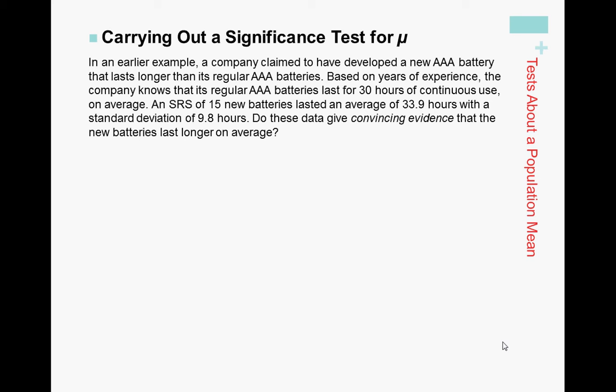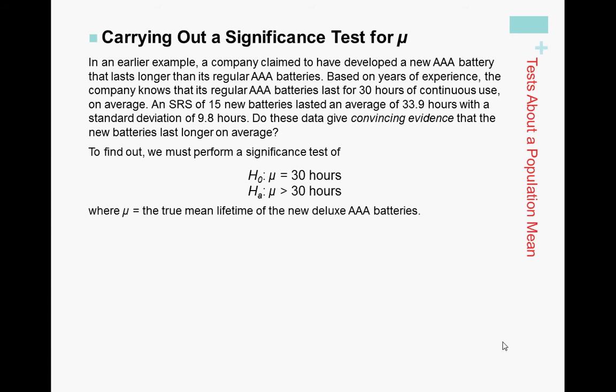So similar to the way we did it before, we start by picking our hypotheses. The null hypothesis would say that mu is 30 hours. The null is basically the idea of no change or no difference from what was before. But we hope, or the company hopes, that the mean is now greater than 30 hours, so that will be our alternative hypothesis, where mu equals the true mean lifetime of the new deluxe AAA batteries. So we do have to make sure we have defined what mu is.